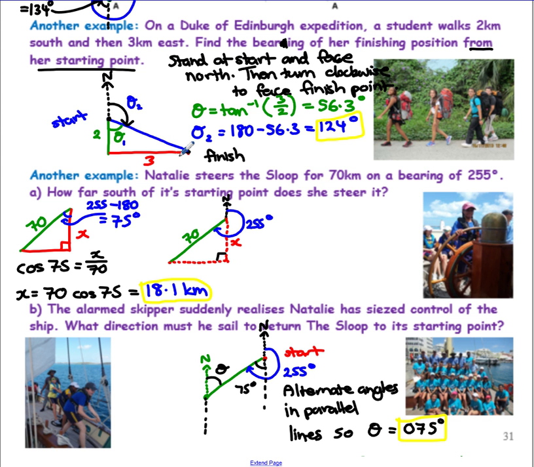What we want to do is find the bearing of her finishing point from her starting point. So she started here. So you stand at the start and you face north. So I've drawn in the north facing arrow. Then remember, according to true bearings, you face north and then you rotate clockwise to face the finish point. So the angle we create as we face north and rotate clockwise is this angle here. That's the angle that we need to find, which I've called theta 2.